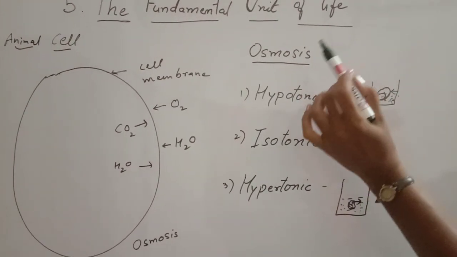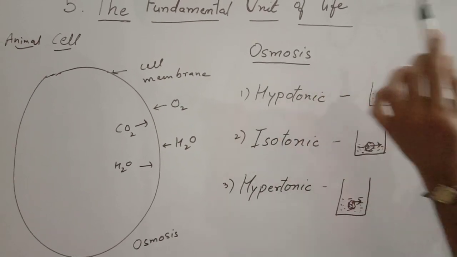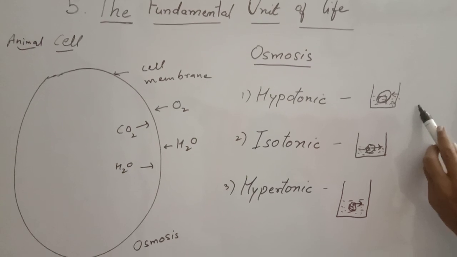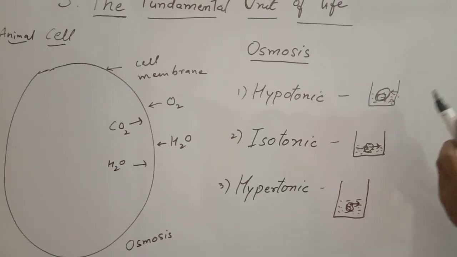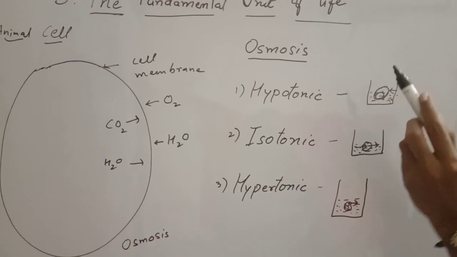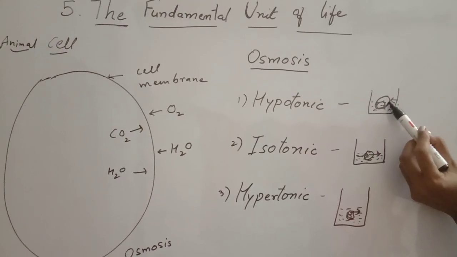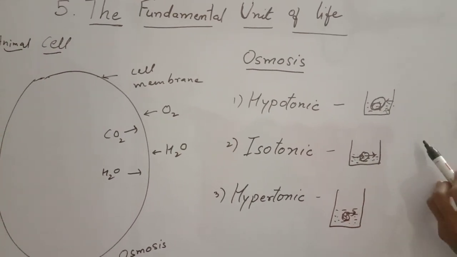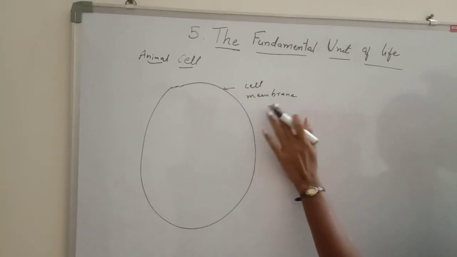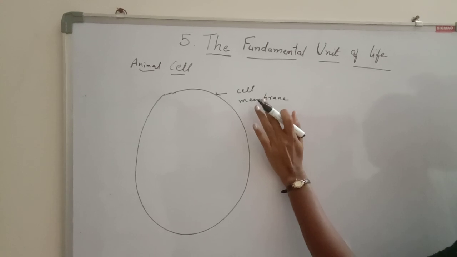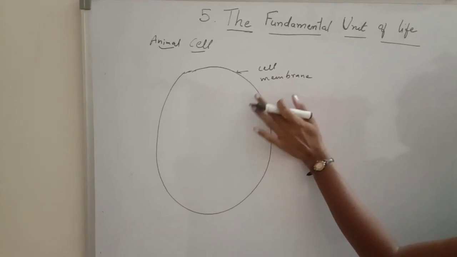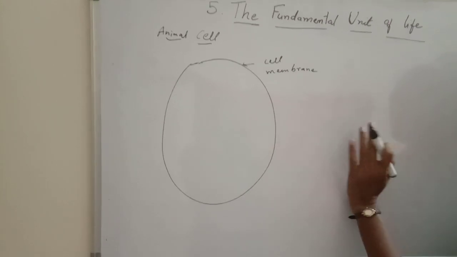So how will we define osmosis? The process in which water molecules move from higher concentration of water to lower concentration of water through a semi-permeable membrane is known as osmosis. Okay, so this is all about the cell membrane. The cell membrane performs the osmosis process for the entry and exit of water molecules.